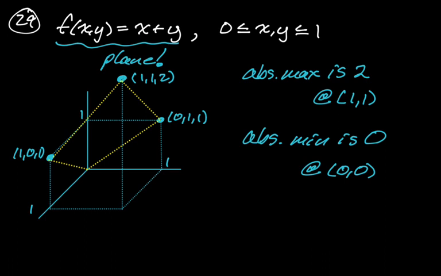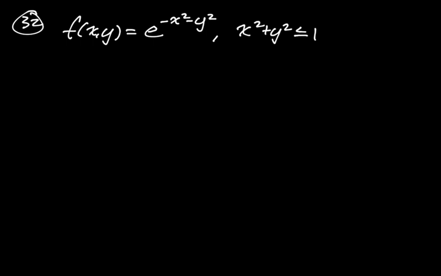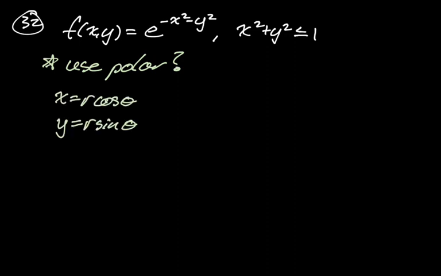All right, let's look at the other one that showed up here. We have 32. F of xy is e to the negative x squared minus y squared, where x squared plus y squared is less than or equal to 1. My first thought here is, with all these x squareds and y squareds, I should just use polar coordinates. So x is r cosine, y is r sine, and x squared plus y squared is r squared.